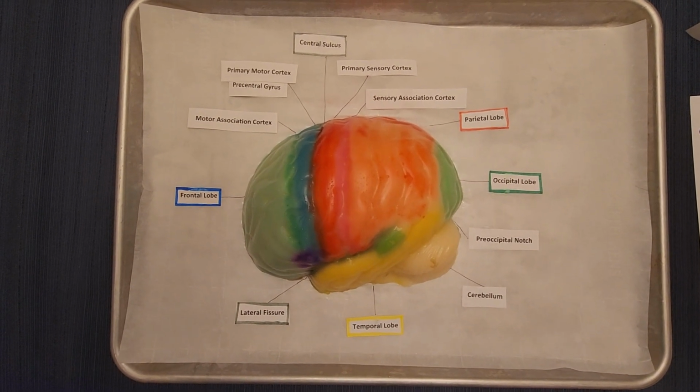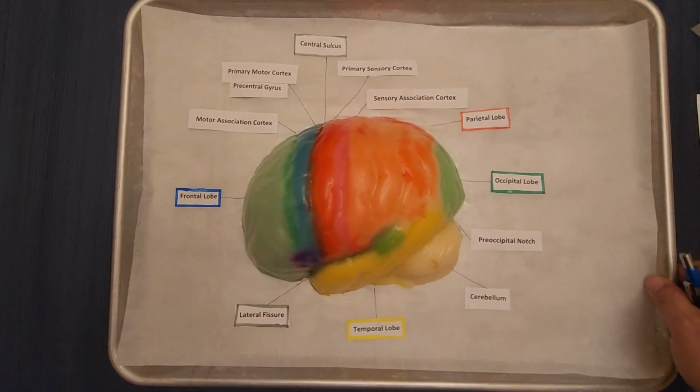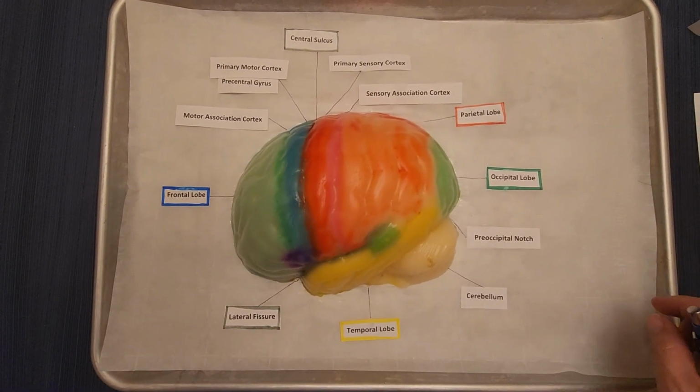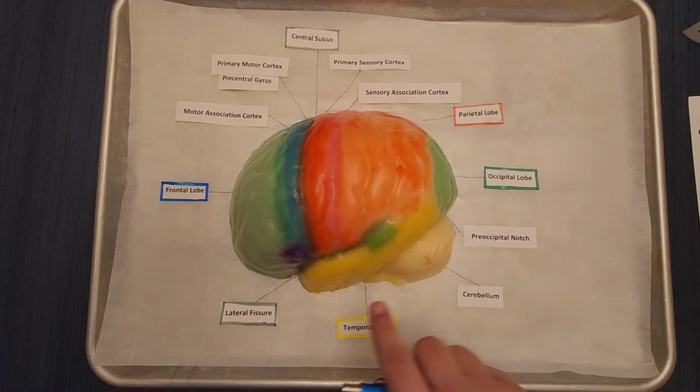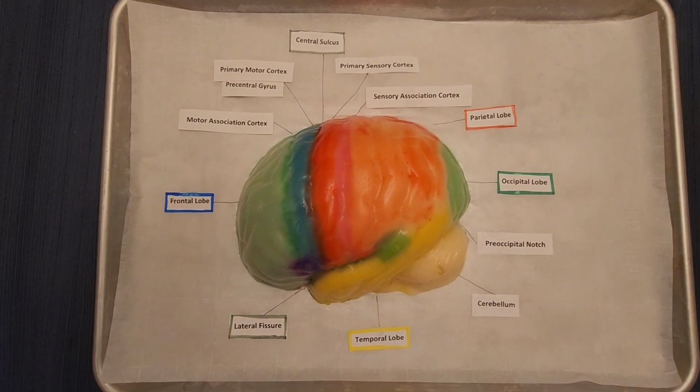Hi, my name is Jen, and this is my 3D model of the left hemisphere of the brain. It's made out of gelatin. I had a mold around that was really handy to use. Unfortunately, some of the proportions are a little bit off, but we have our landmark, so we're good to go.